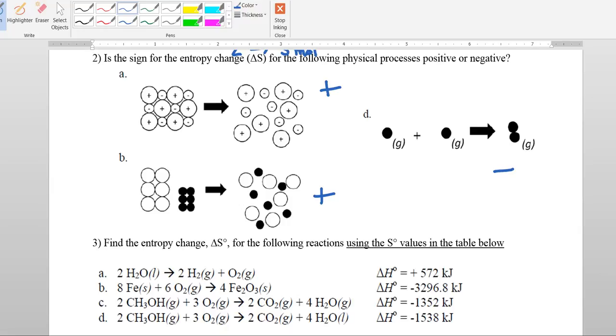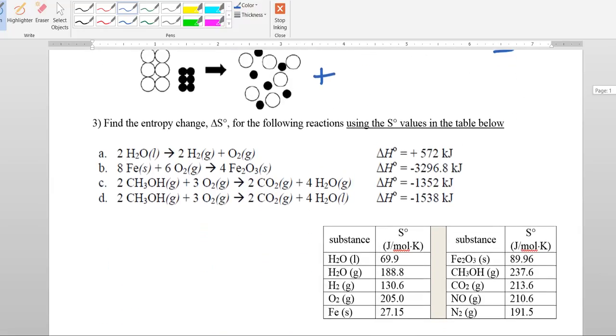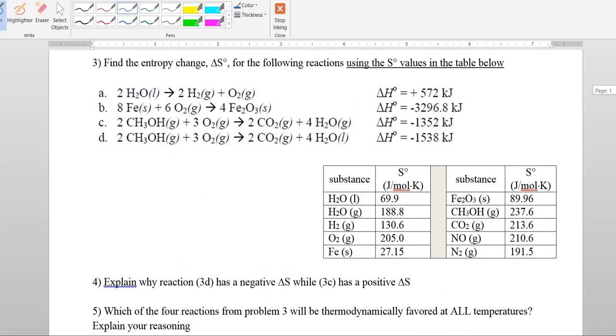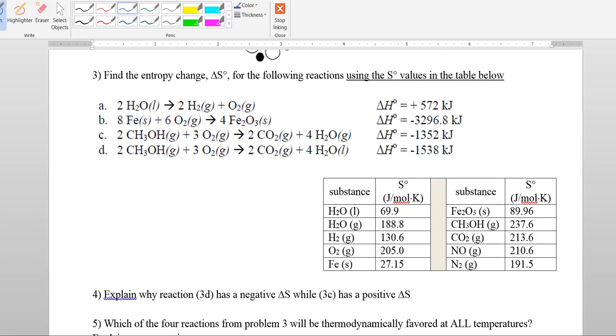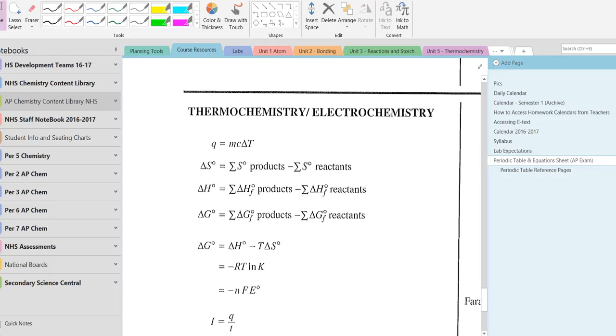Okay, so taking a look at 3, this brings us to some problems in which we can use the equations from your equation sheet. I'm going to flip over here to OneNote, and if you look on your equation sheet under the Thermochem section, there are 5 equations here, which can be helpful when we're doing thermochemistry. On this problem, we're going to be looking at this equation right here with delta S.